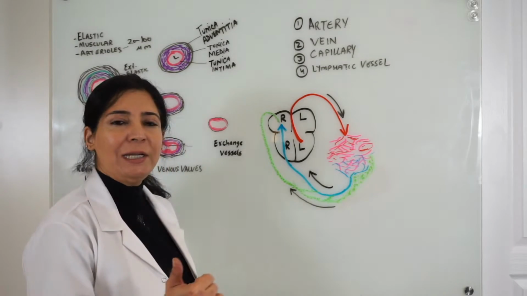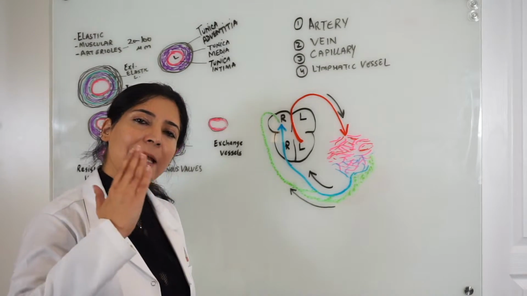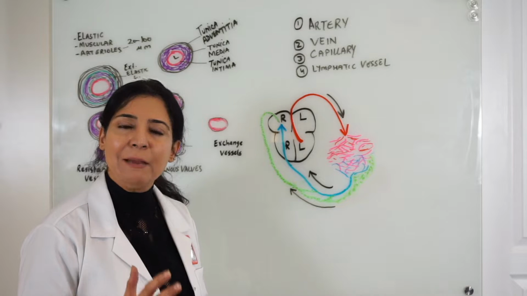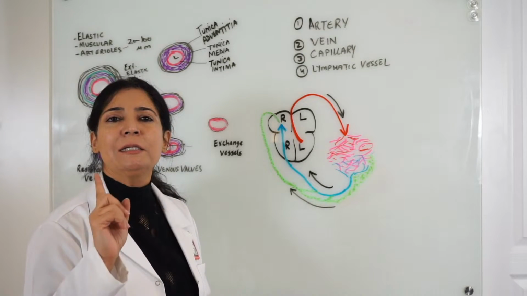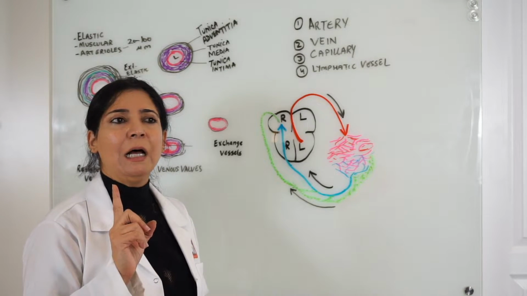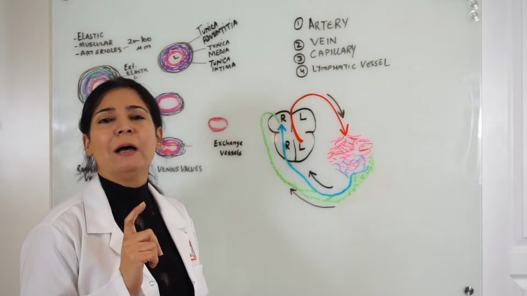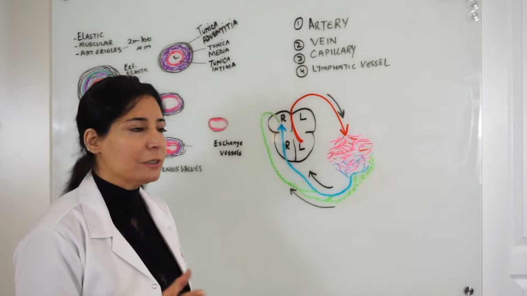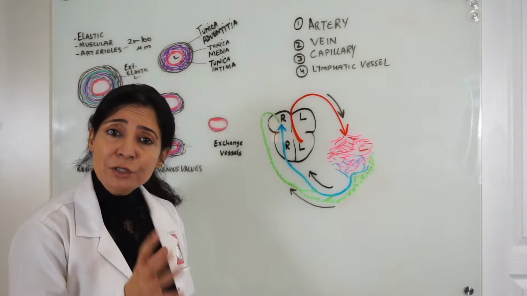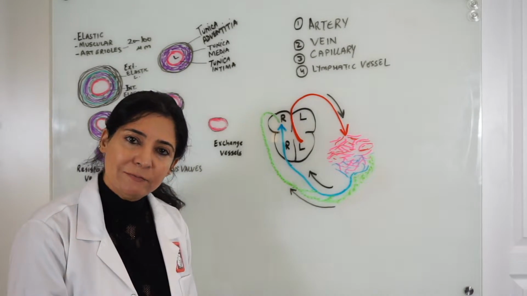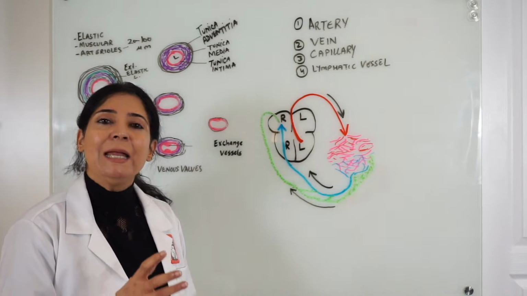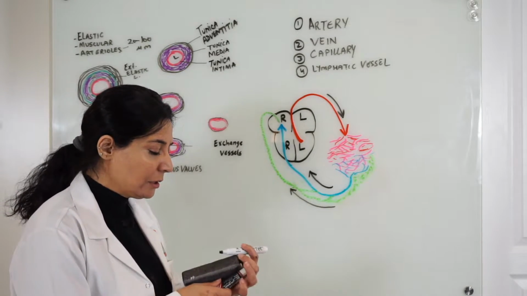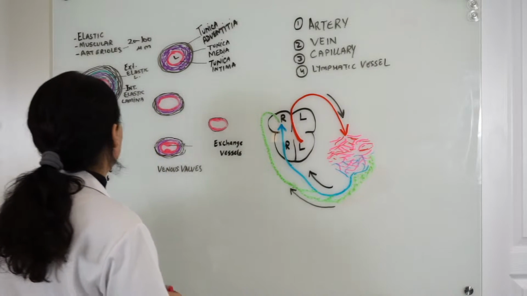So the elastic arteries have distinct external and internal elastic laminae, and the tunica media has a blend of smooth muscle cells as well as elastic fibers. The tunica adventitia of these large arteries has a lot of smaller vessels.